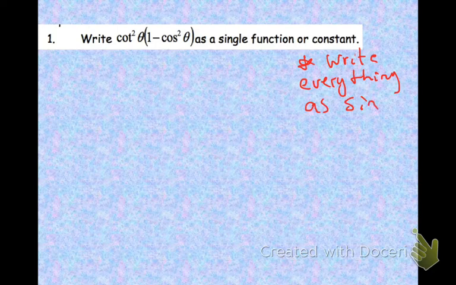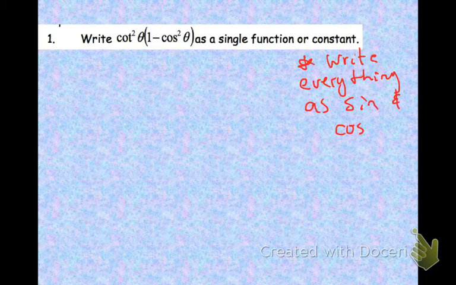The last thing that I want to go through together with you here is this problem. Write cotangent squared theta times 1 minus cos squared theta as a single function or constant. So what I would like you to do is first make a note: write everything as sine and cosine. What that means is take each of these pieces and write it as sines and cosines, so you have nothing else in there.